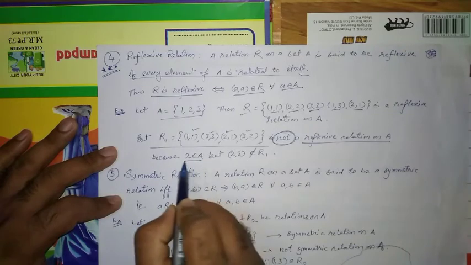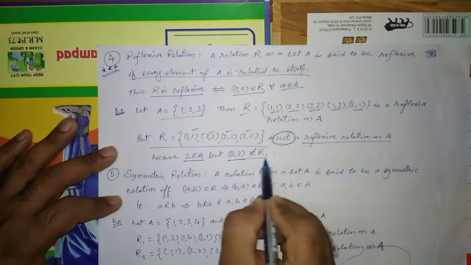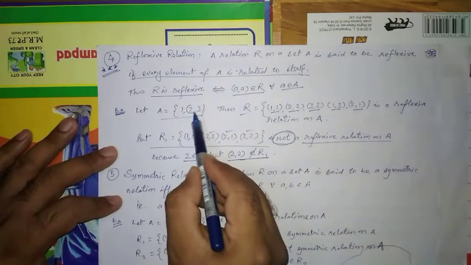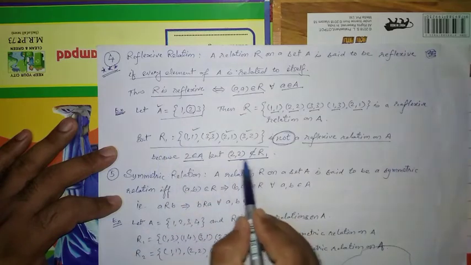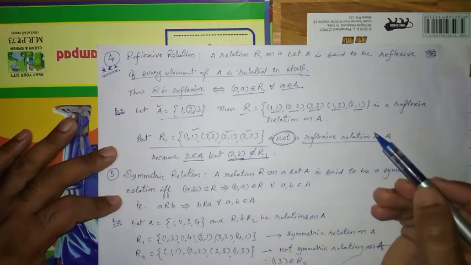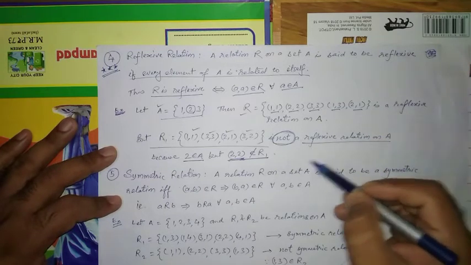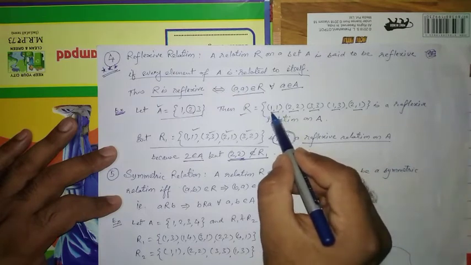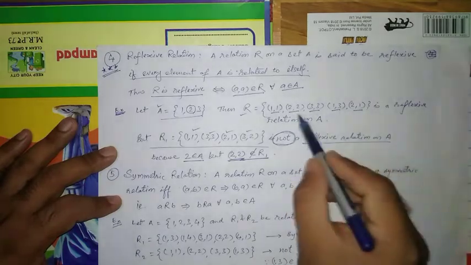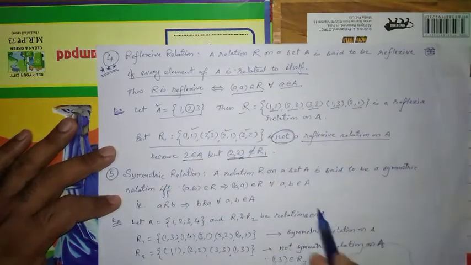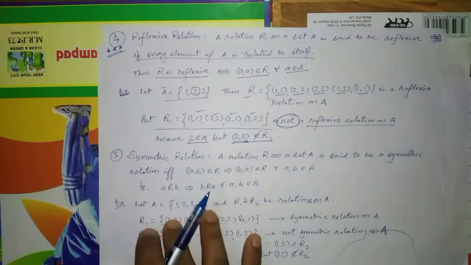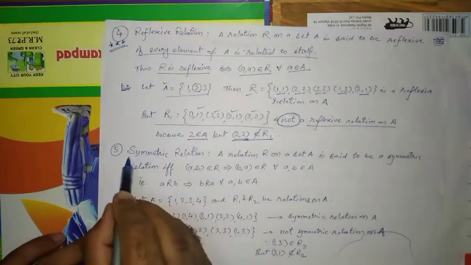Because 2 belongs to A, but (2,2) does not belong to R1. Here we can see 2 belongs to A, whereas this (2,2) does not belong to R1. That's why it is not a reflexive relation, whereas this one is a reflexive relation. Why? Because (1,1), (2,2), (3,3), (1,3), (2,1), it contains all of these. So it is a reflexive relation.